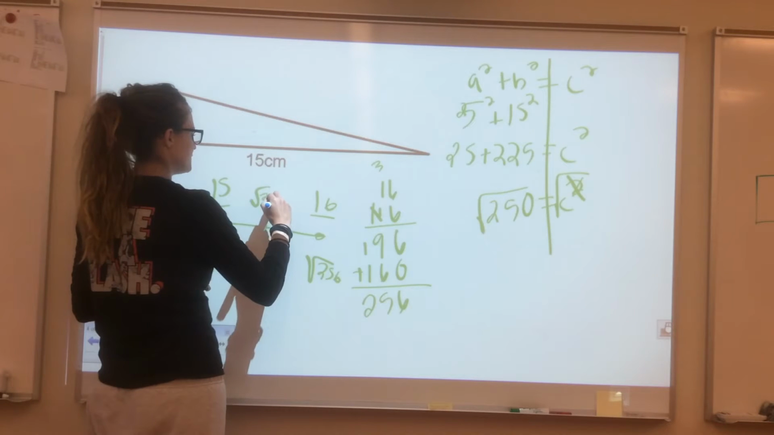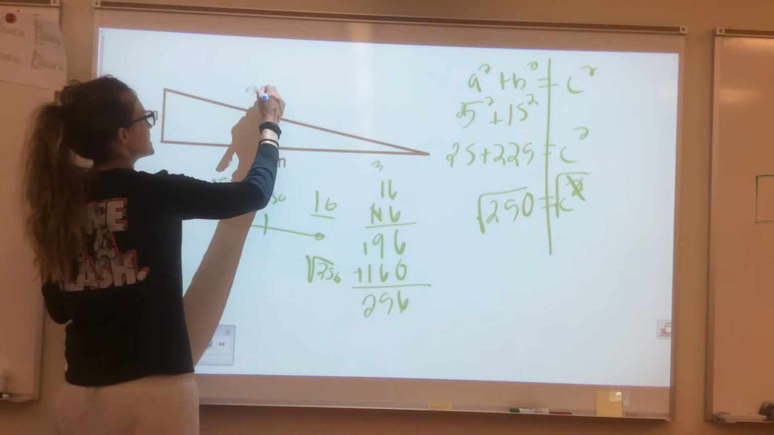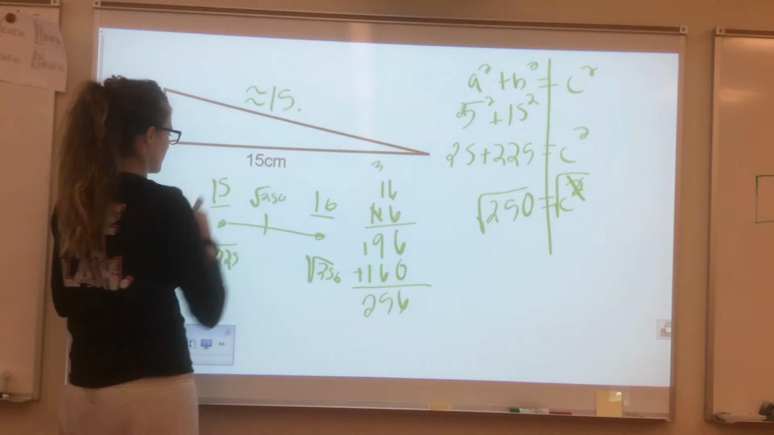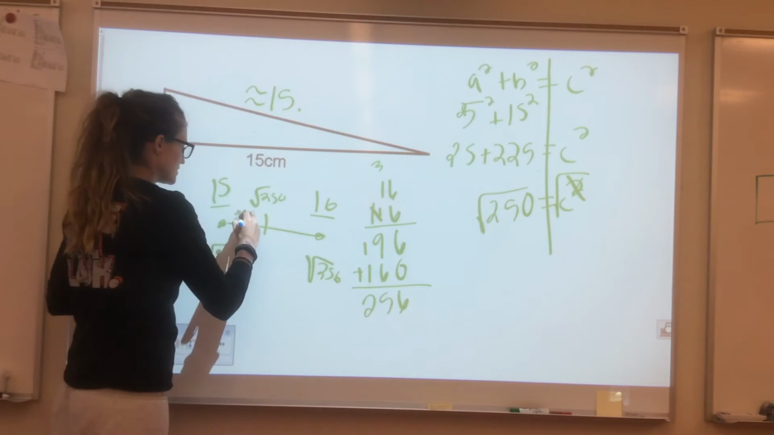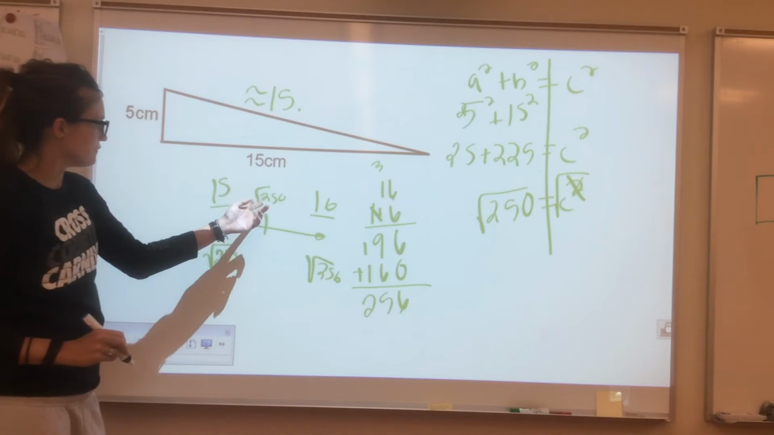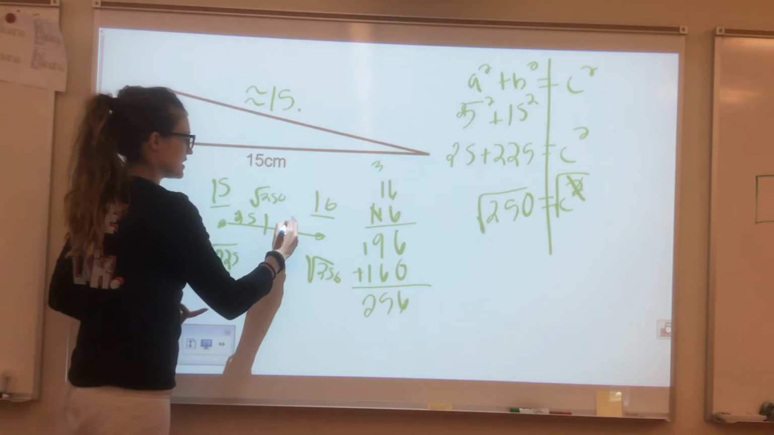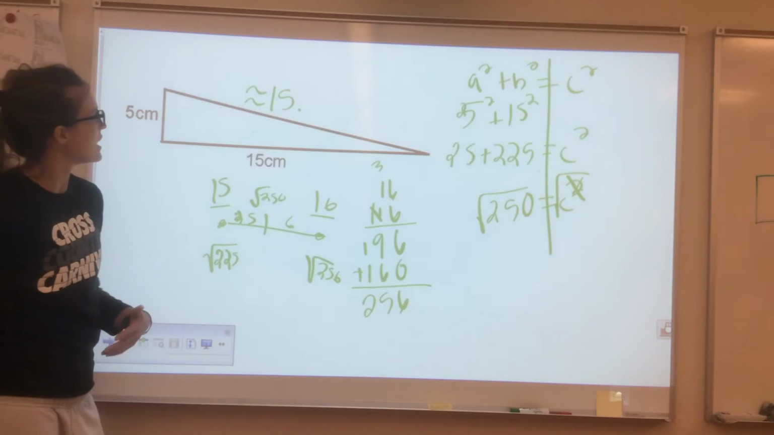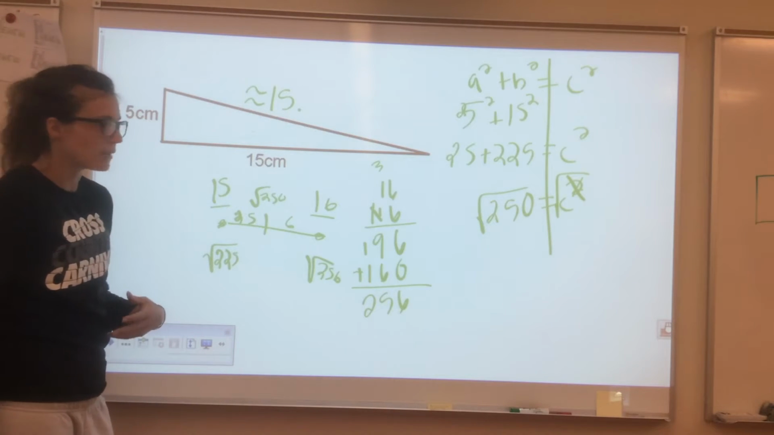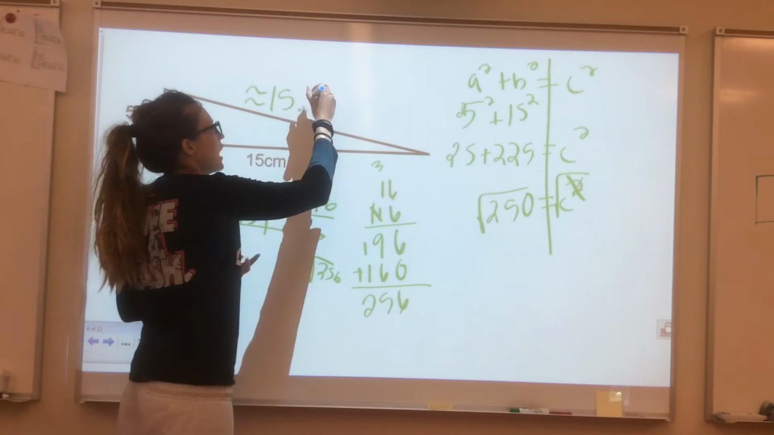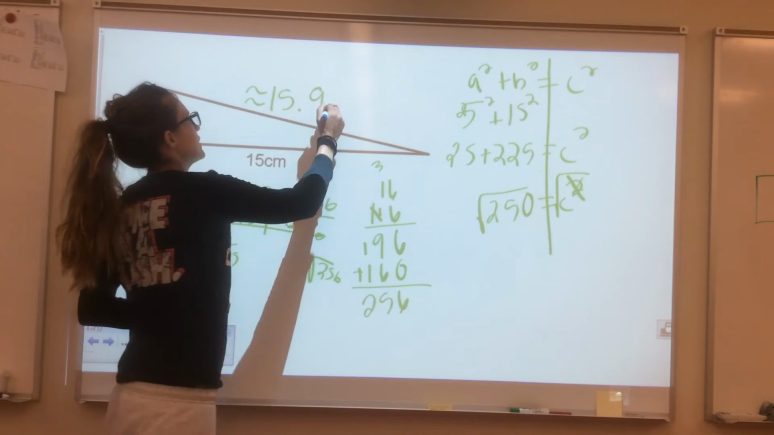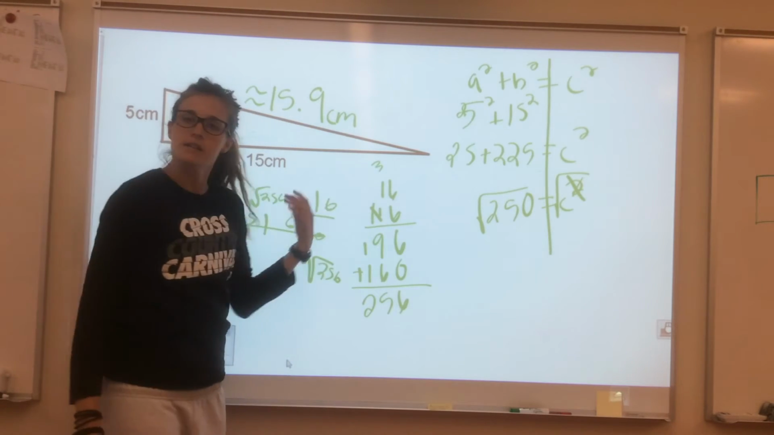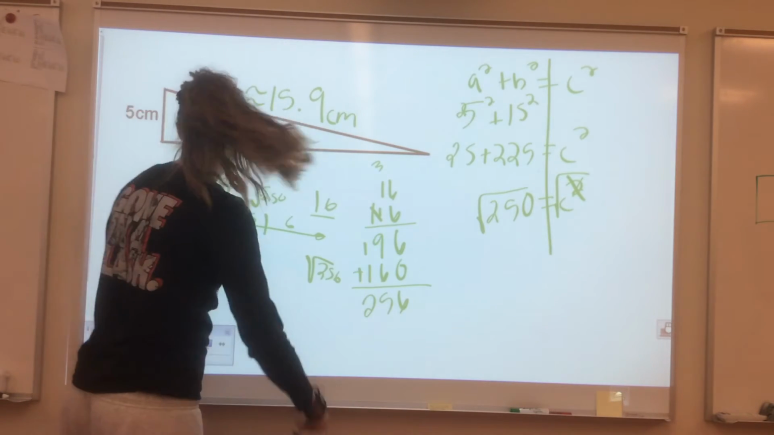Square root of 250. It's going to be between 15 and 16, so it's going to be about 15 point something. All right, if I think 250 to 225, the difference is 25. Then 250 to 256 is only 6, so it is on the higher end. So a good decimal guess would probably be 15 point, maybe 8, but I would say that 9 is a better choice. So 15.9 centimeters would be the length of side c.